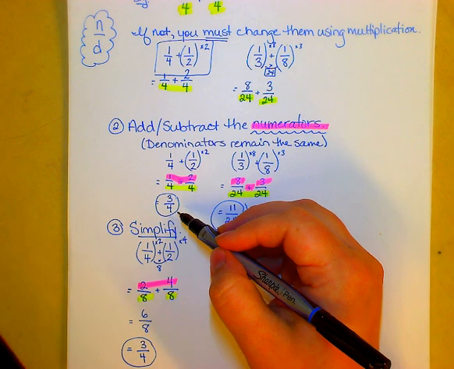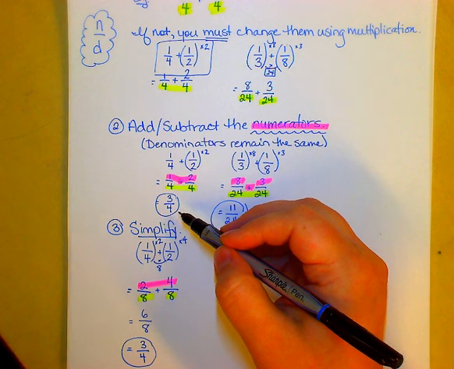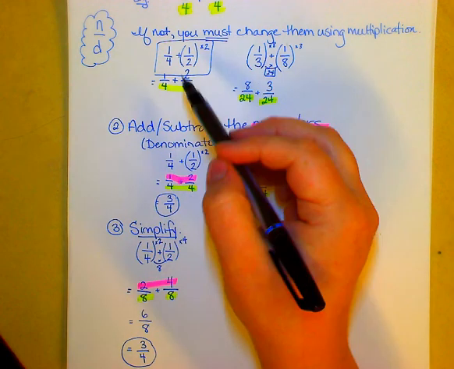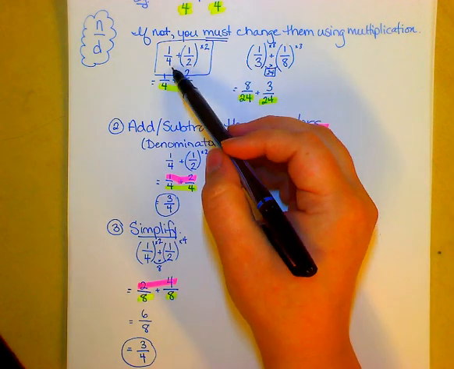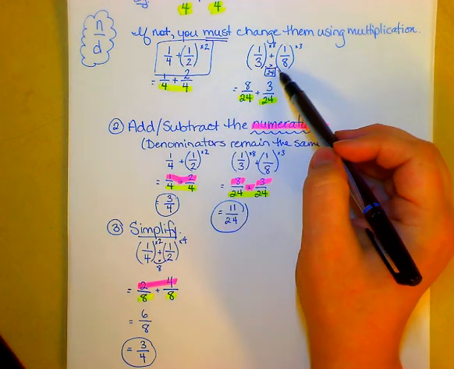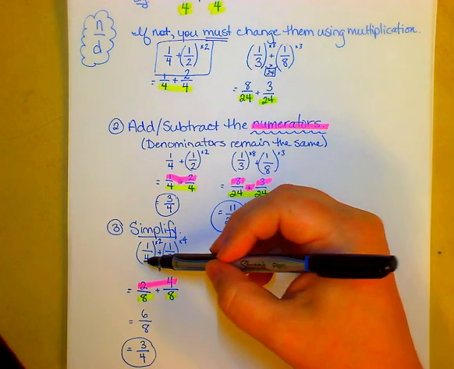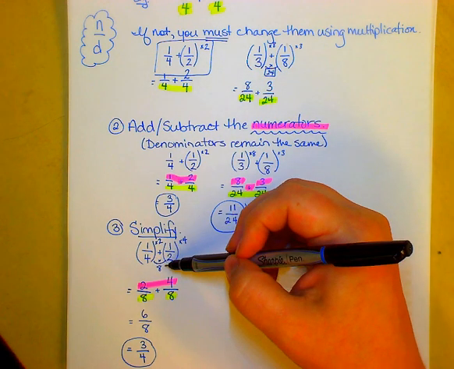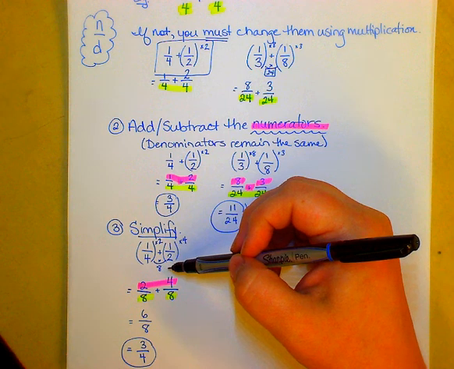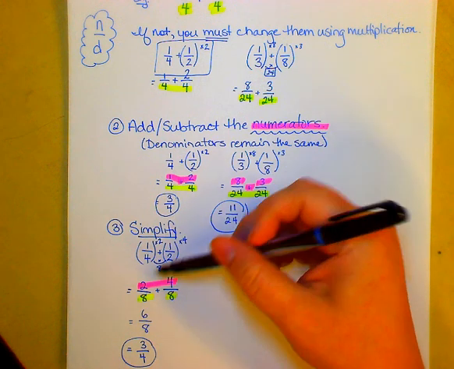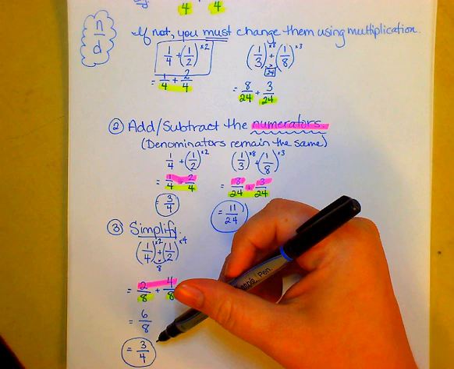So either method is correct. Either method, whether you recognize that 2 is multiplied by 2 to create 4, or if you multiply the two denominators, so 4 times 2 equals 8, either way, you're going to end up with the same result because of this last step of simplifying.